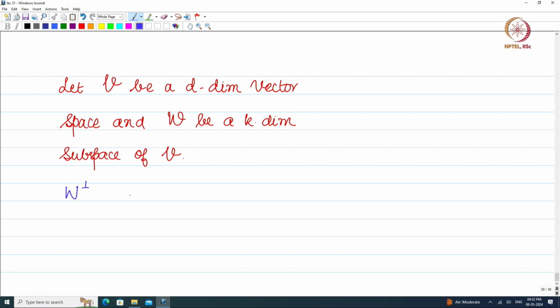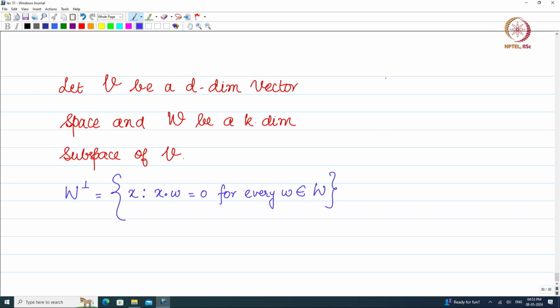W complement, the orthogonal complement, is basically the set of all vectors x such that x dot w is equal to 0 for every vector w in the subspace W. Is that okay? x transpose w is equal to 0, or x dot w is equal to 0, for every w in the subspace W.